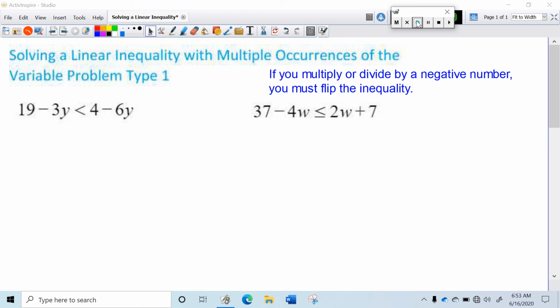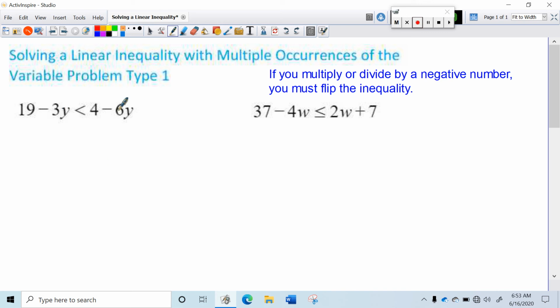For solving inequalities, your goal is still to get the variable by itself, and you're going to treat it like it's an equation as far as solving it. The only difference is if you multiply or divide by a negative number, you must flip the inequality. That's the only difference from solving a regular equation. So I'm going to, in my mind, pretend like it's an equal sign.